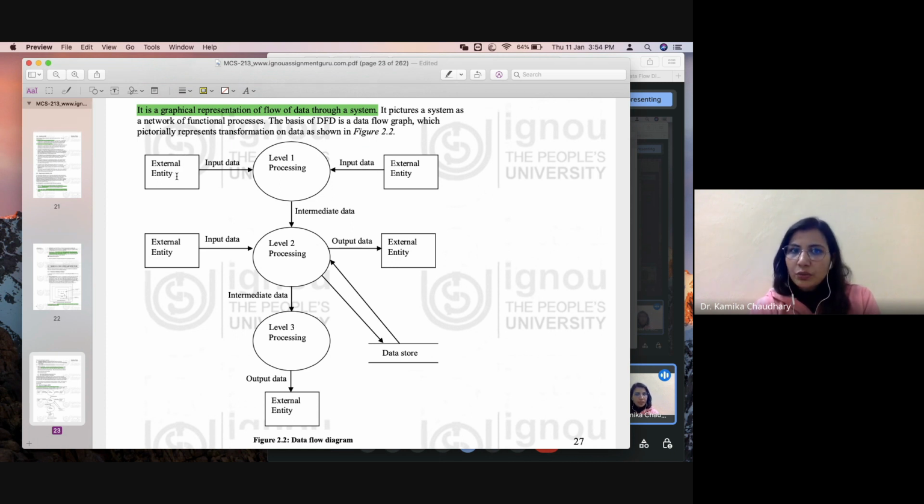This is student one, this is student two. Now student one is putting his assignment into the IGNOU system. This is the IGNOU system, right? Student two is also putting his assignment into the IGNOU system. Now what is happening? The assignment is going through various stages.